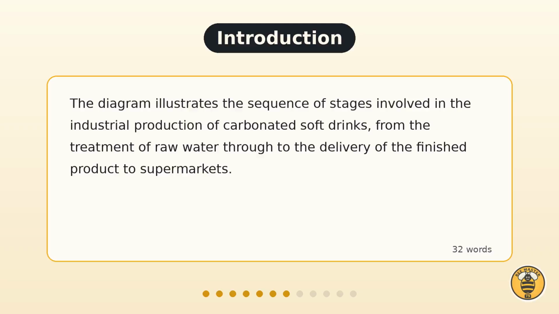Let's write. The introduction paraphrases the task. The diagram illustrates the sequence of stages involved in the industrial production of carbonated soft drinks, from the treatment of raw water through to the delivery of the finished product to supermarkets.